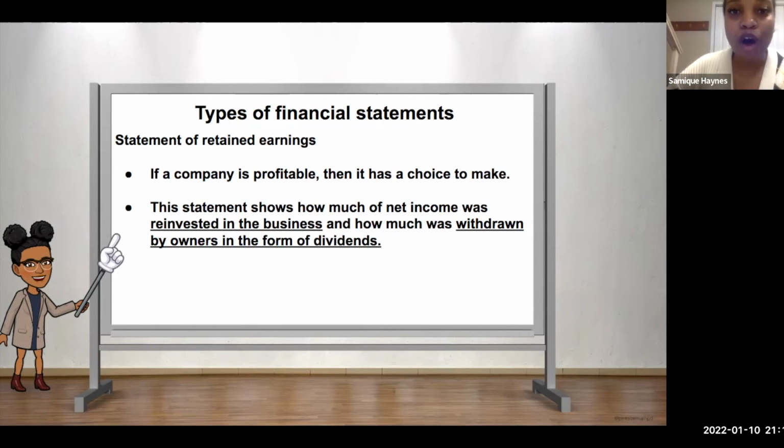It shows us what we're really and truly doing with our accumulated profits. What have we decided to do with it? Any questions on the retained earnings statement? Pretty straightforward. Anybody confused about the statement of retained earnings? No, we're all good, all right.